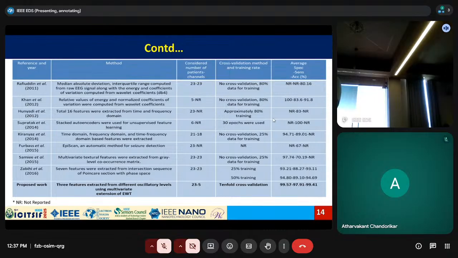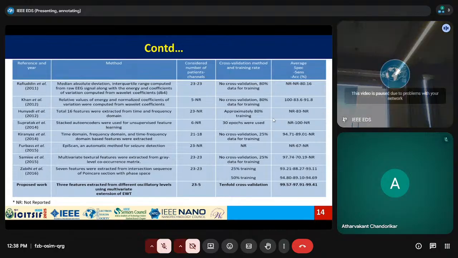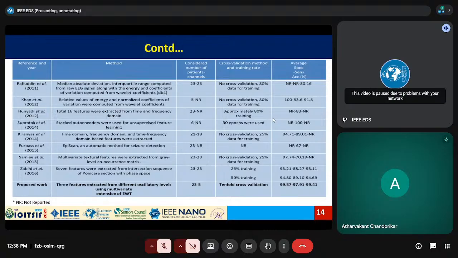In this table, you will find many such methods. Some groups use all channels, some groups have taken only 5, but how to get 5 is not clear. 23, 6, out of 21, 80 channels. In our method, we have used out of 25 channels. So 3 features are obtained from the reference oscillation labels using multivariate EWT. Based on 10-fold cross validation, it gives a specificity of 99.57%, sensitivity 97.91%, accuracy 99.4%.